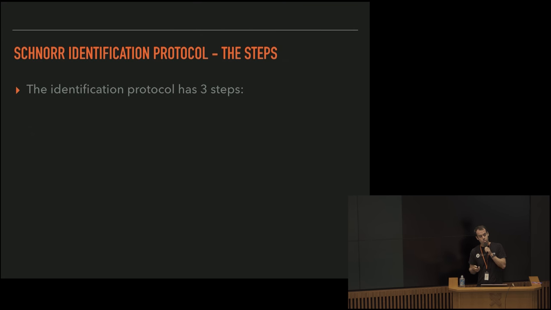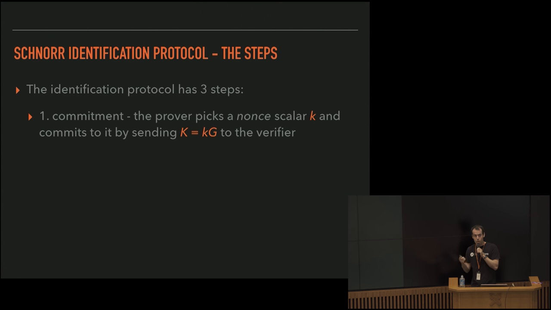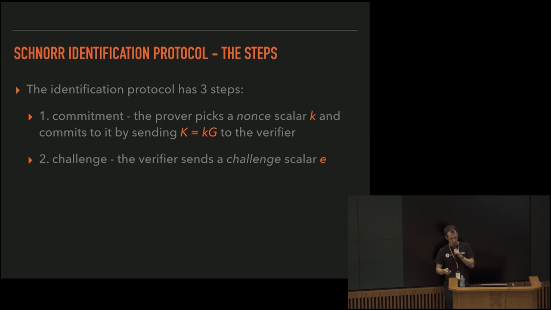So the Schnorr identification protocol has three steps. One, the first is a commitment. Okay, so remember, I know what X is, and you know what P is, or everyone knows what P is. And I'm trying to prove to you that I know what X is. So first of all, I pick what we call a nonce, a random number, k. And I commit to that k by sending you big K, which is k times G. And again, if you know big K, you can't work out what little k is.